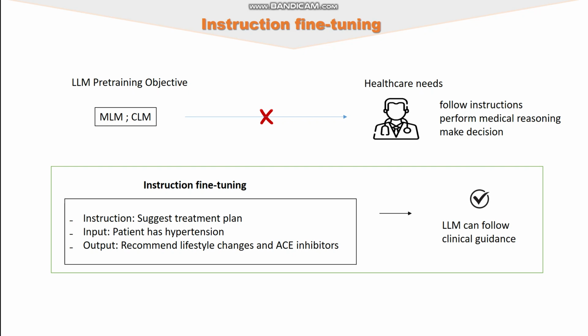Normally, large language models are trained with objectives like masked language modeling or causal language modeling. Their goal is just to predict the next or missing word. This is great for language understanding, but it doesn't match what clinicians actually need. In medicine, we don't just complete sentences, we follow instructions like summarize the report or suggest the treatment plan. That's why we move from classic fine-tuning to instruction fine-tuning. We teach the model to respond to specific clinical prompts.